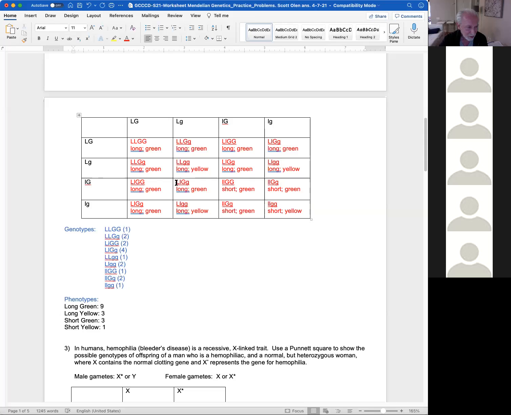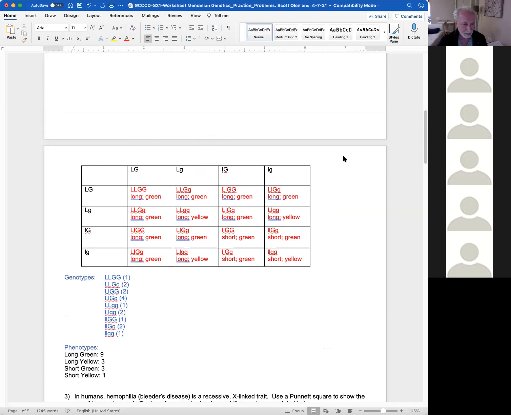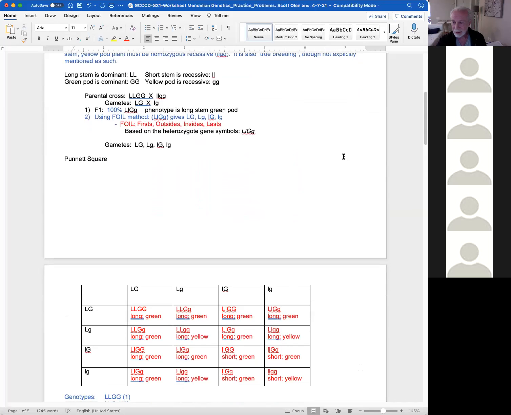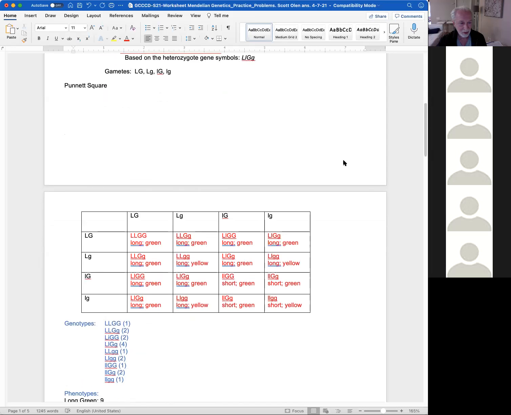And then we can count the long yellows. You can see there are 3. The short greens, there are 3. And the short yellows, there is only 1. So that is an illustration of how a dihybrid cross is done. Any questions about how you do a simple dihybrid cross?